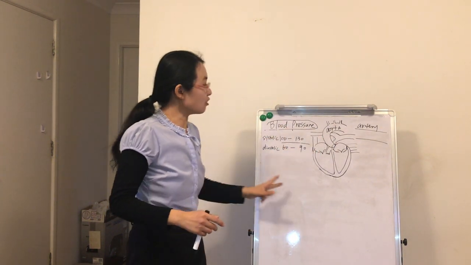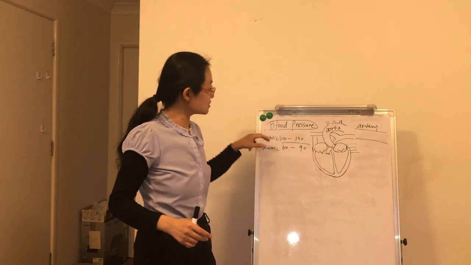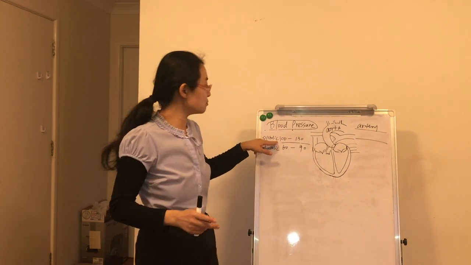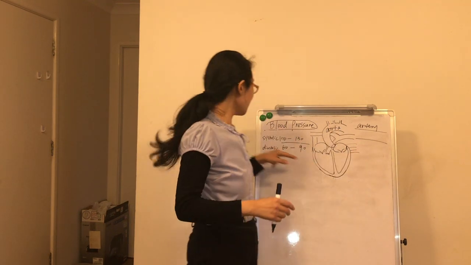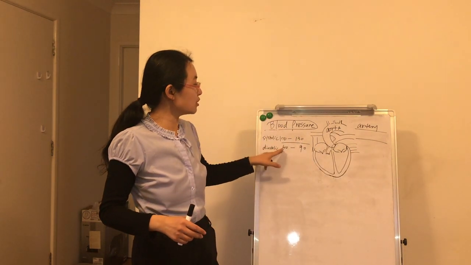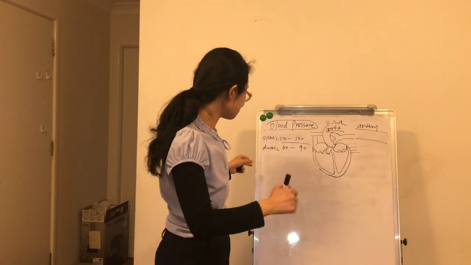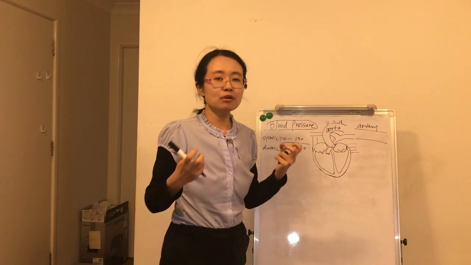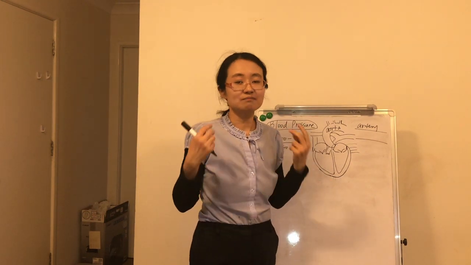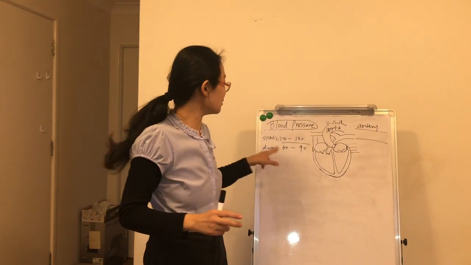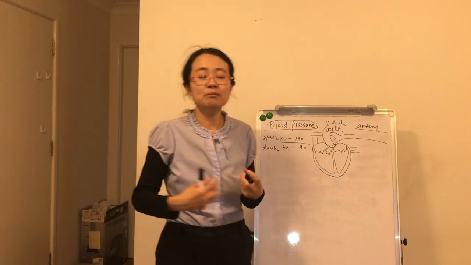Then let's talk about the range. The normal systolic blood pressure range should be between 100 to 130, and the diastolic blood pressure normal range should be between 60 to 90. If your blood pressure falls into this range, then that's normal, and you don't need to take action. If your blood pressure is out of this range, then you need to pay more attention.